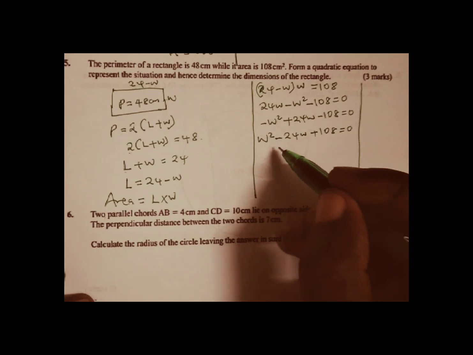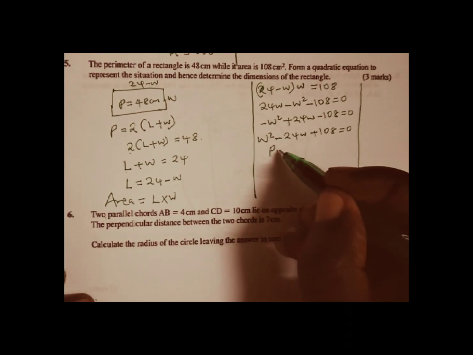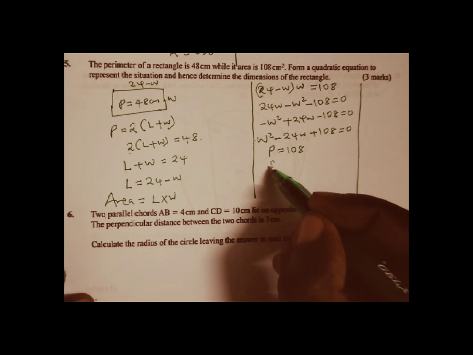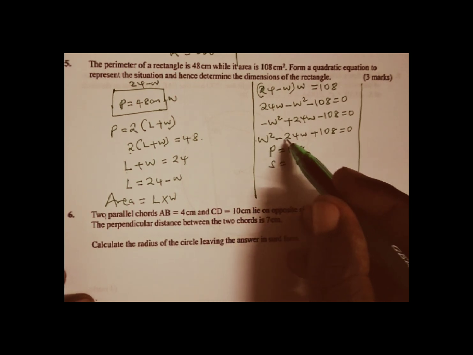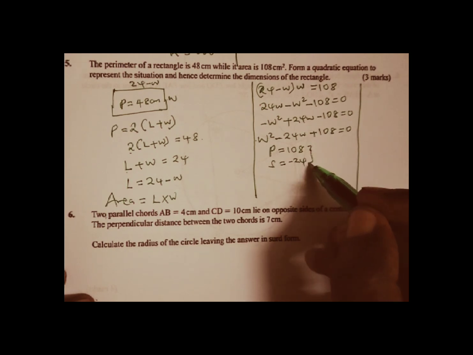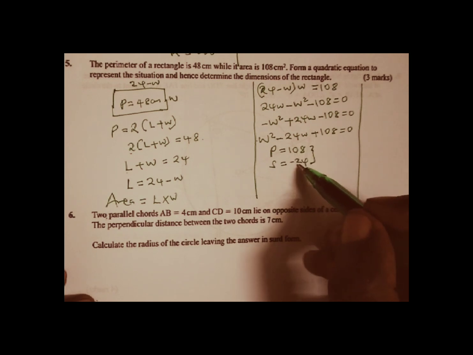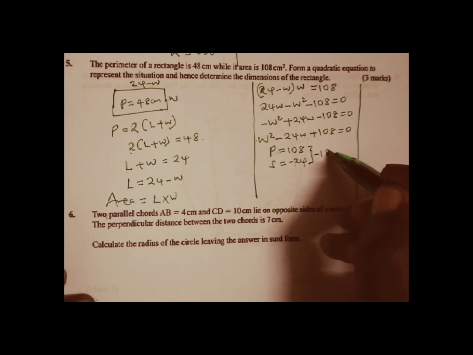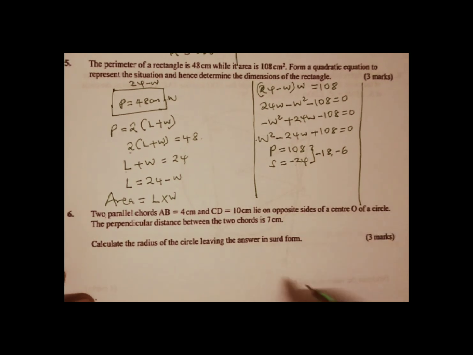From there, we are going to factorize the expression using the product-sum method. The product is going to be equal to 1 times 108, giving us 108, and our sum is going to be equivalent to minus 24. We need two numbers which, when multiplied together, give a product of 108, and when added together give a sum of -24. The two numbers will be -18 and -6.